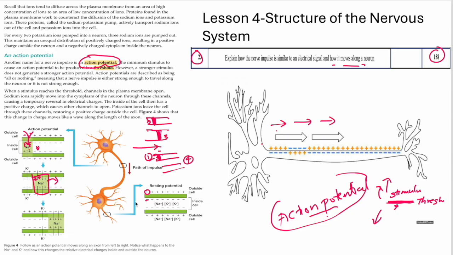So here you can say that this is the first image, where the nerve impulse is here. In the second image, the nerve impulse has traveled a little bit, and in the third one the nerve impulse is passing, and the neuron is at rest. That is the fourth stage.